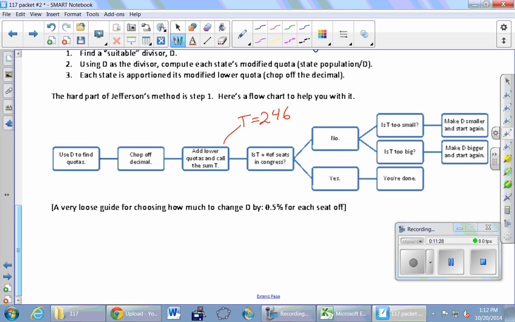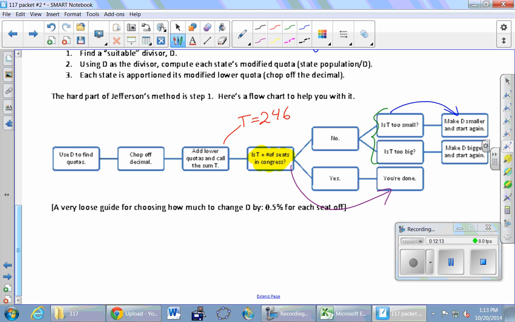So now we follow this top part of our flow chart. And then we ask ourselves the key question: is T too big or is T too small? 246 compared to the right answer of 250. T was too small, and so because T is too small, you want to make the divisor smaller and then start over. What was the original divisor? It was 50,000. What was our new smaller divisor? 49,500. So at least this gives us a sense: if T is too small, pick a smaller divisor. If T is too big, pick a bigger divisor. If eventually T is exactly equal to the number of seats, then you're done.